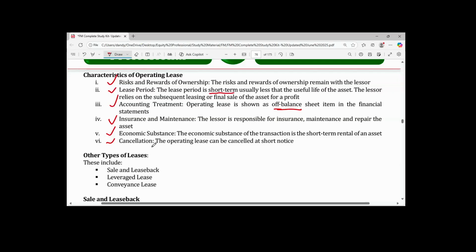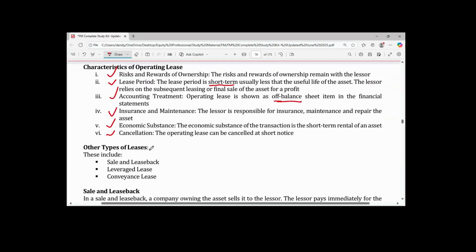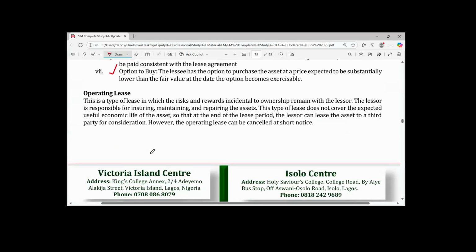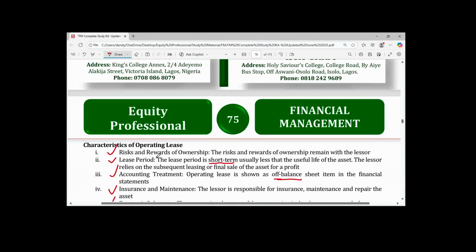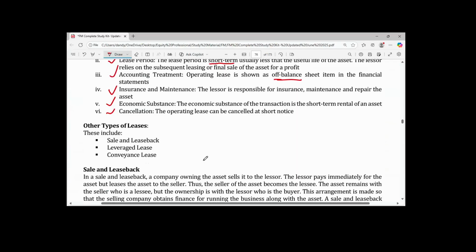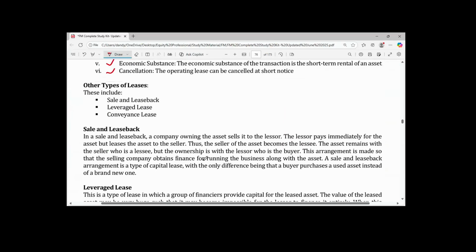So again, at this level, it is possible the examiner can ask you all of this. Initially I wanted to skip it and just move to the key points, what you really need. But again, the examiner can ask you at this level under financial management. So please do well to go through them, understand what is lease, what are the types of lease, what are the characteristics of each type of lease. You need to know it. And there are other types of lease. Okay, so just go through it.